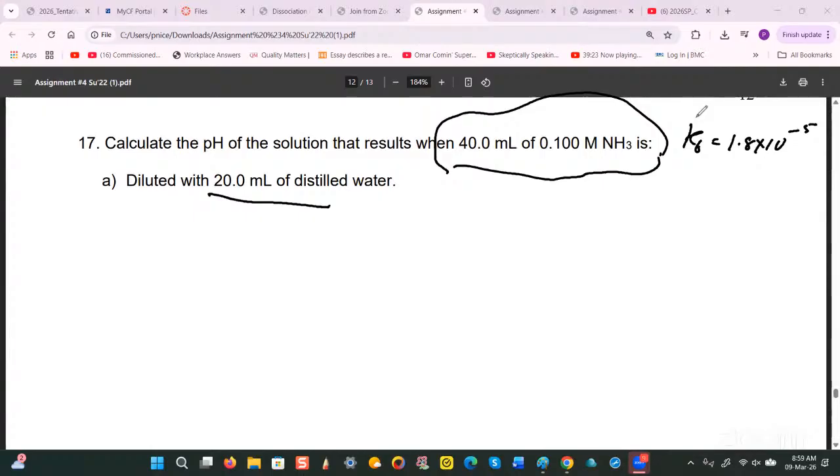Find the concentration of ammonia after dilution. Who said that? Oh, Mr. David. That's indeed correct. You need to find the molarity of the ammonia after dilution. So how would you go about doing that?